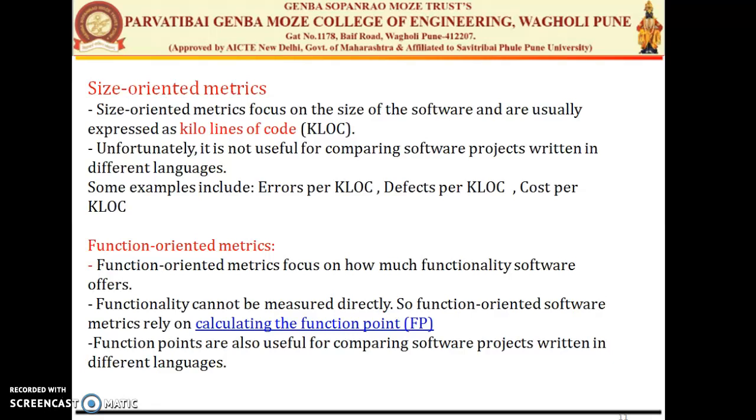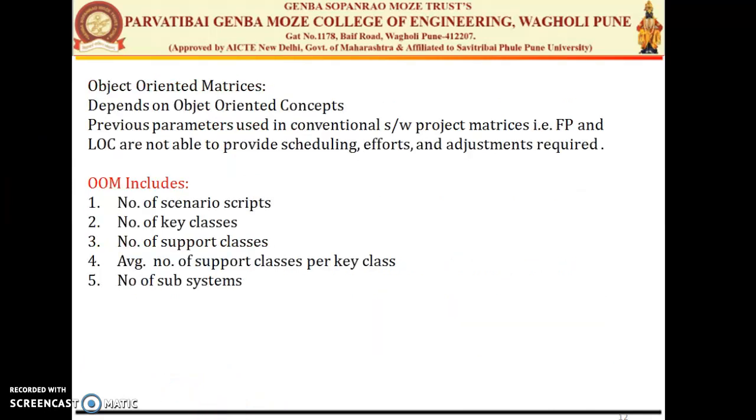The next, third matrix is the object oriented matrix. The object oriented matrix depends upon the object oriented concepts. The previous parameters used in the conventional software project matrices, that is the FP and LOC, the function point and the line of code, are not able to provide the scheduling, effort and adjustments which are required during the project development stage.